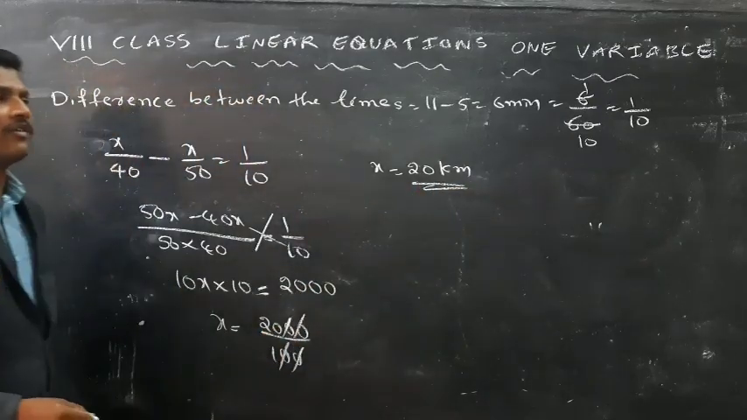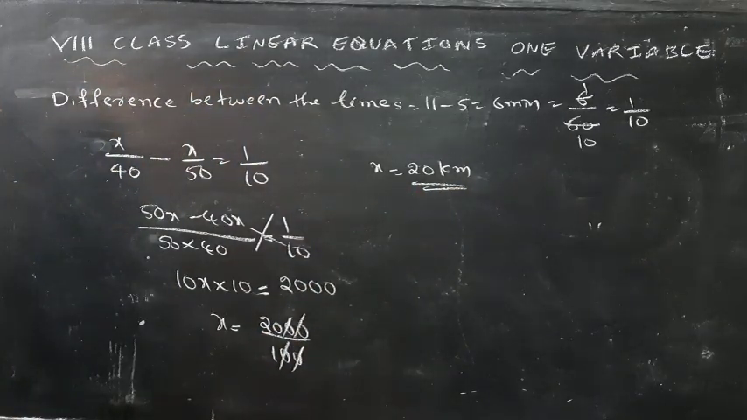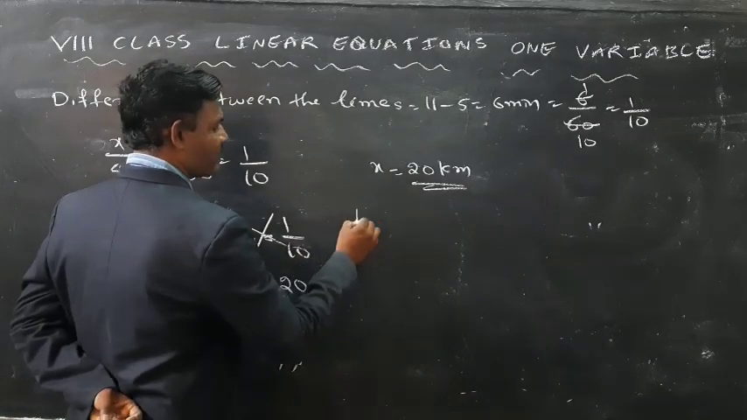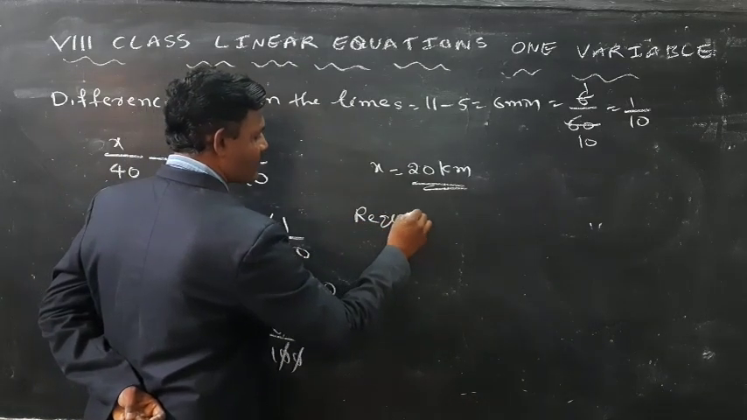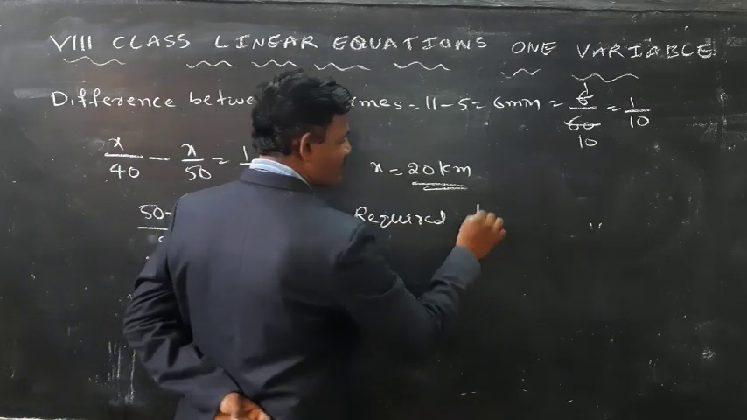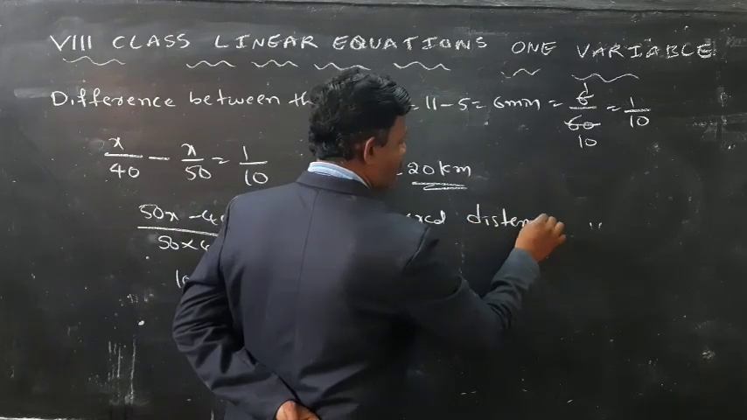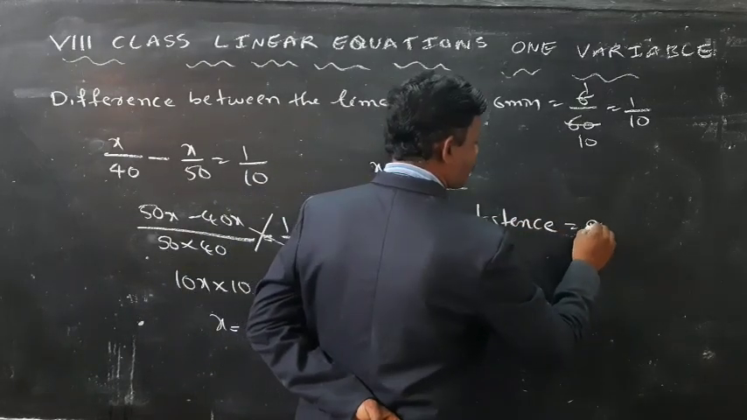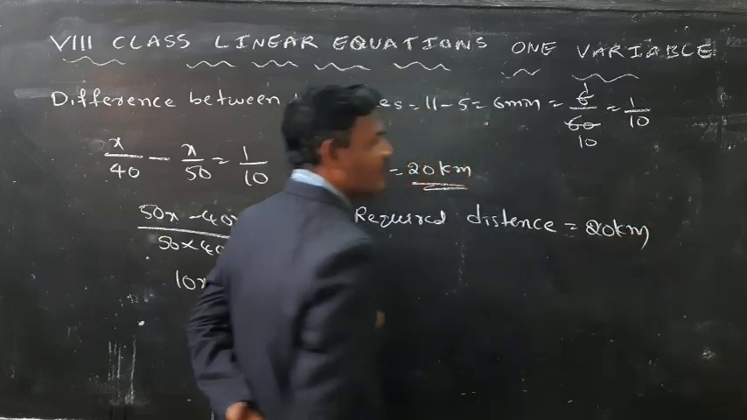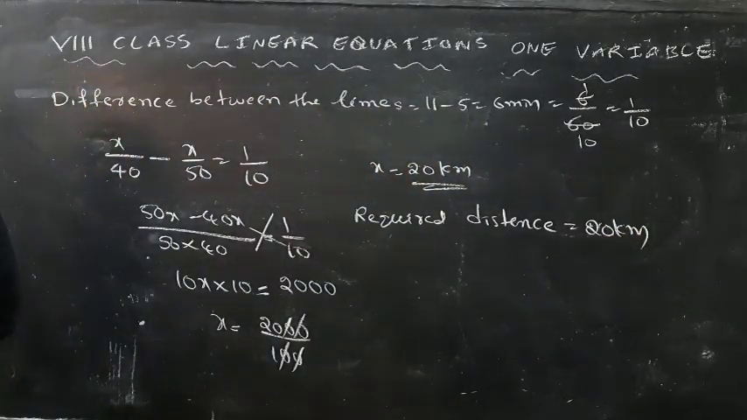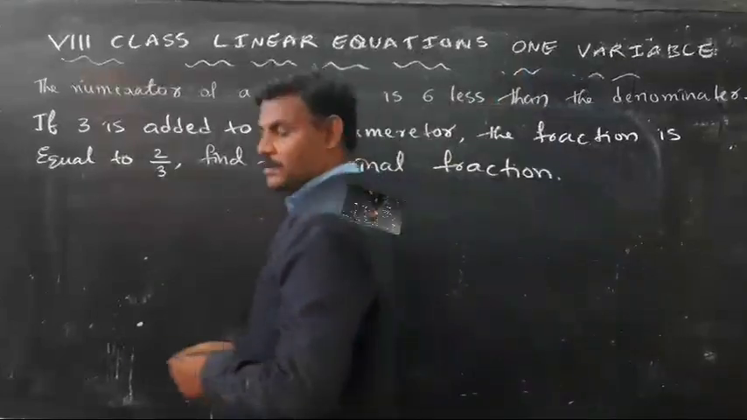So what is the required distance? Required distance is equal to 20 kilometers. Now the train covers 20 kilometers distance.